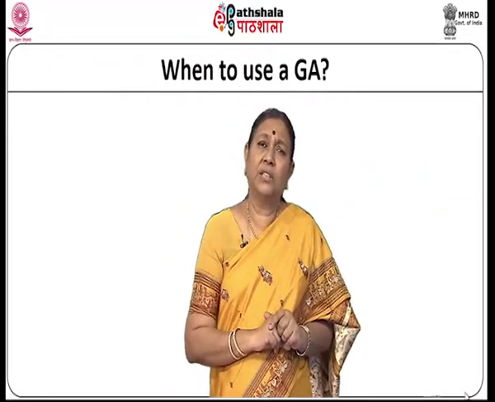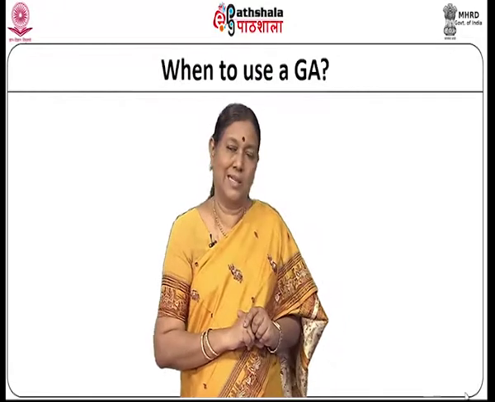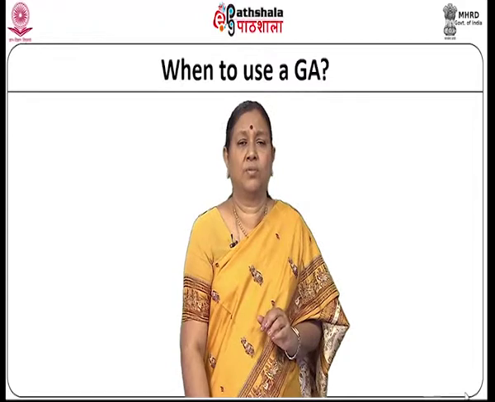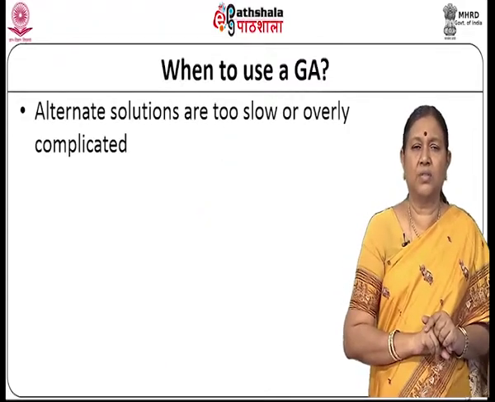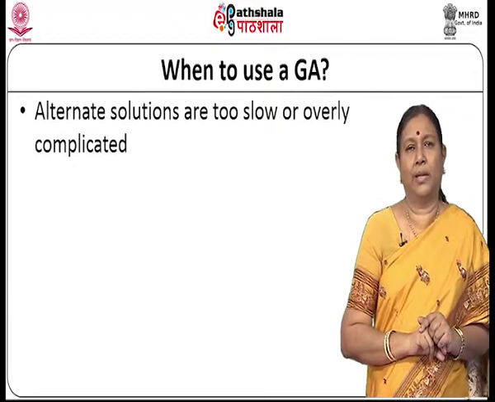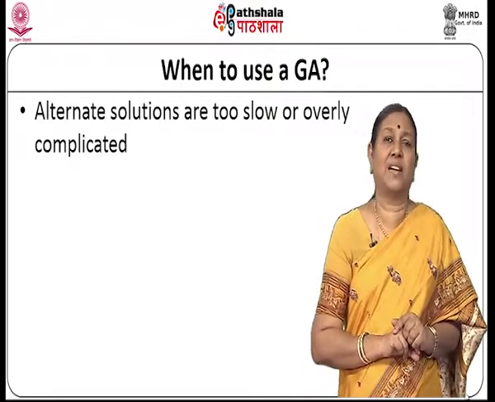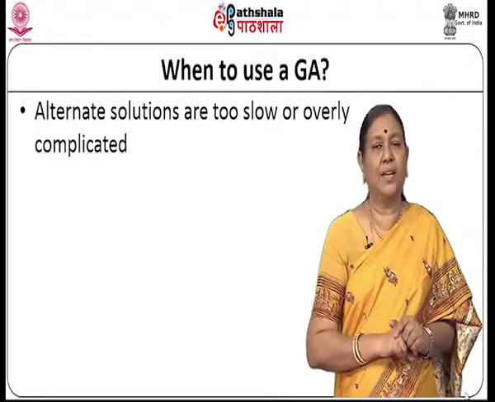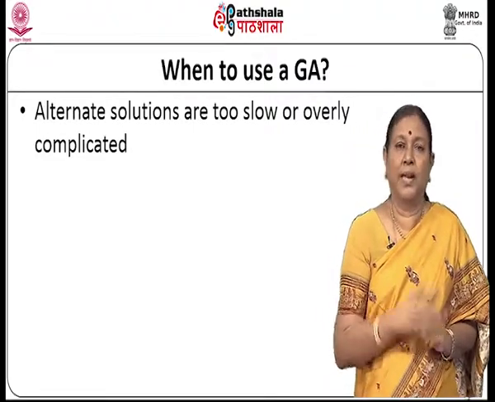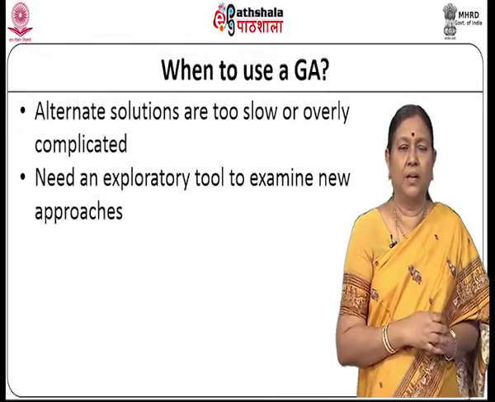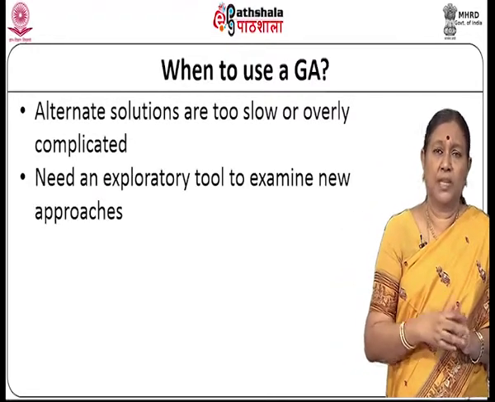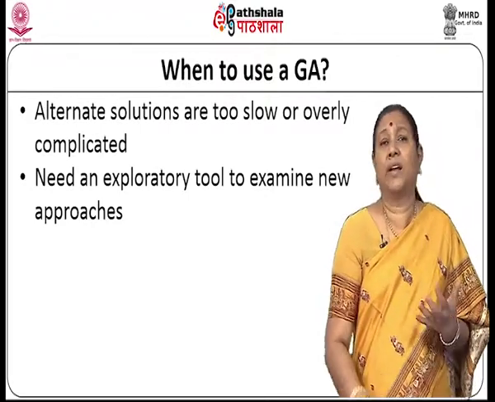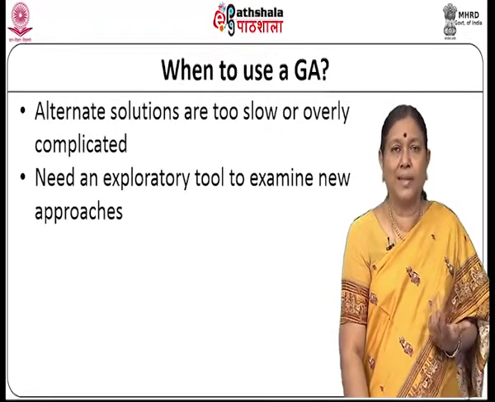So, when do we use a genetic algorithm? That is the next question we have to answer. It is not that you can use a genetic algorithm in all cases; there are certain places where you use it. One is when alternate solutions are too slow or overly complicated. Genetic algorithm is not a very fast solution, so when other solutions themselves are too slow or overly complicated, it is a good time to try genetic algorithms. You also need an exploratory tool to examine new approaches. If you want to try out new approaches for your problem, it can even give you an unexpected solution. So, that way it is exploratory in nature.